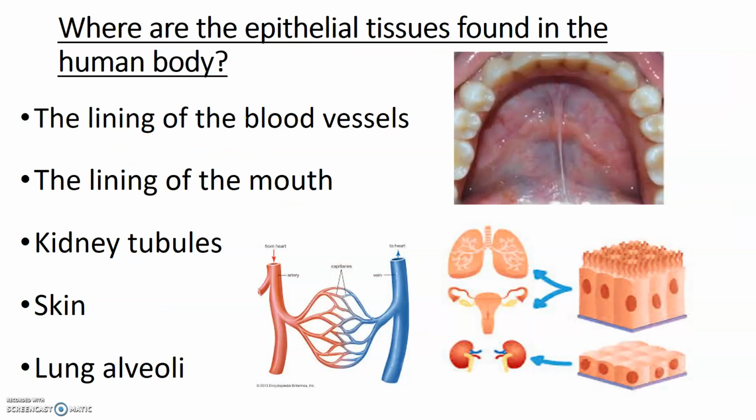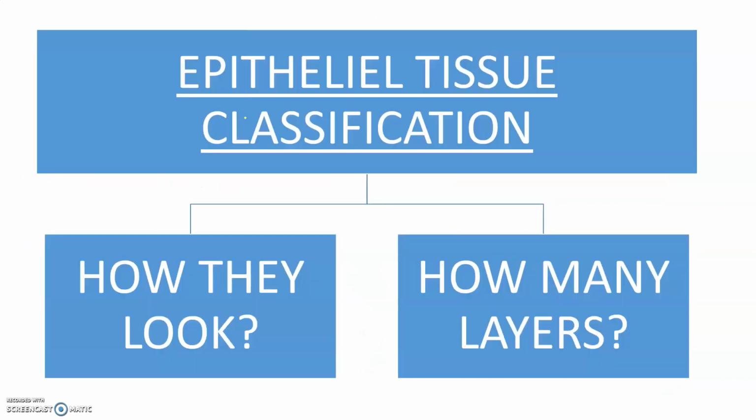Where are these epithelial tissues found in our body? By now you know where these tissues are found. They are found in the lining of the blood vessels. They are found in the lining of your mouth. They are found in the kidney tubules, in your skin, in your digestive tract, in the lungs, alveoli, etc. Now, how can we classify different types of epithelial tissues?